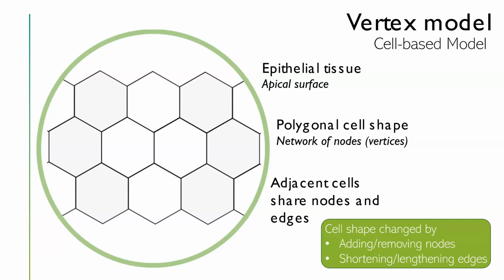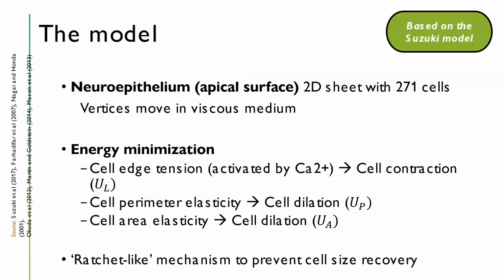The cells are modeled as polygons, and the adjacent cells, as you can see, share nodes and edges. If you think in graph terminology, you can change the cell shapes by adding or removing nodes, or by lengthening or shortening the cell edges. The model is based on the work, as you may remember from one of the videos, by that team in Japan, called the Suzuki model. It's an extension of the standard vertex model formulation because they've added equations for the ratchet-like mechanism.